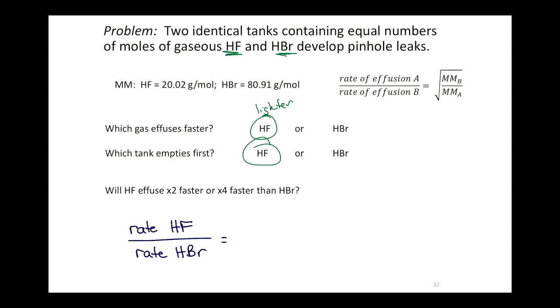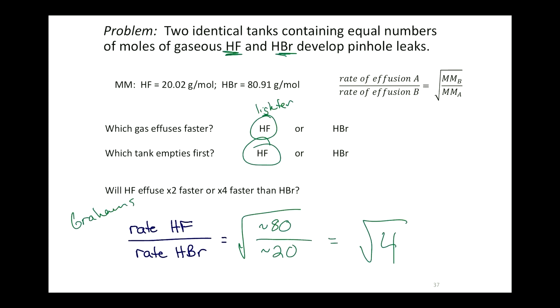So let's calculate the ratio of the effusion rates of HF over HBr. We're using Graham's law here. When we compare the rates, we actually want to compare the molar masses. If we calculate the molar masses, we want to put HBr on top. That's about 80 grams per mole divided by about 20 grams per mole. But Graham's law says that this whole thing has to be square rooted. So if we compare the rates, it's the square root of 4. So the HF tank actually effuses 2 times as fast, not 4 times as fast, right?